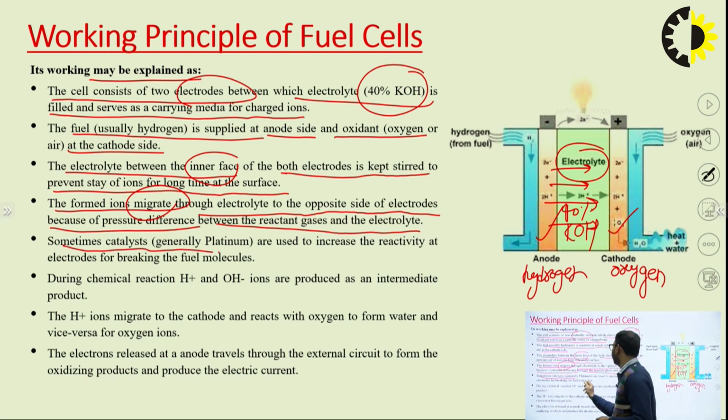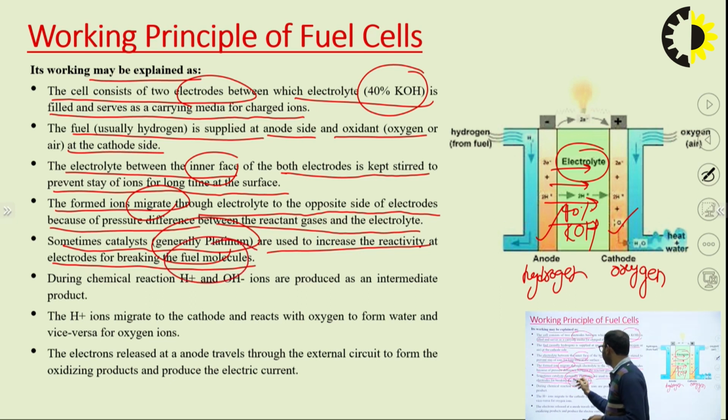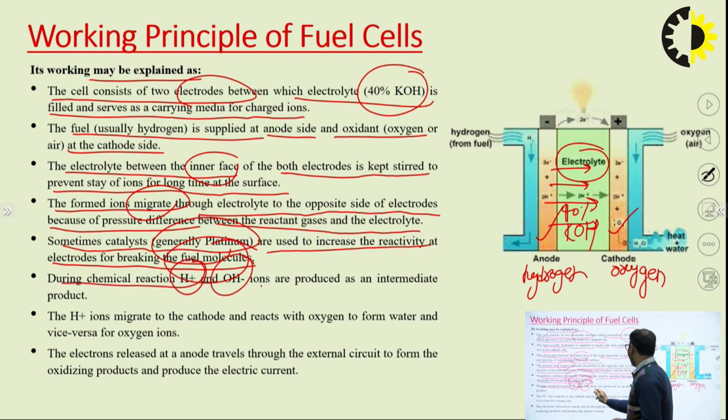Sometimes catalysts, generally platinum, are used to increase the reactivity at electrodes for breaking the fuel molecule. So we can use platinum as a catalyst to speed up the process. With the help of a catalyst we can break the fuel molecules. Then during the chemical reaction, H plus and OH minus are produced as intermediate products.